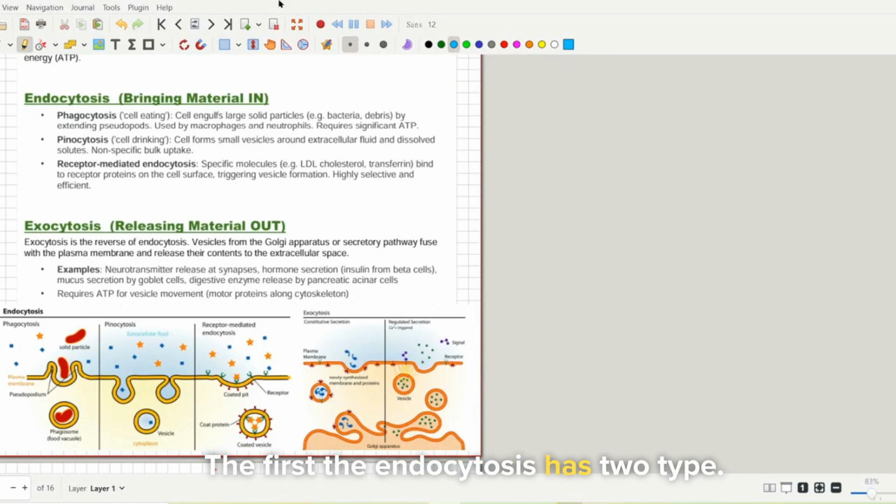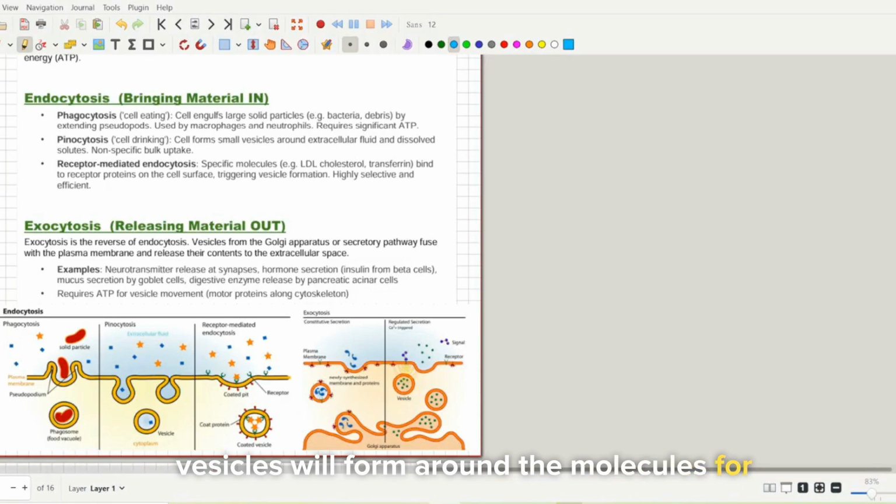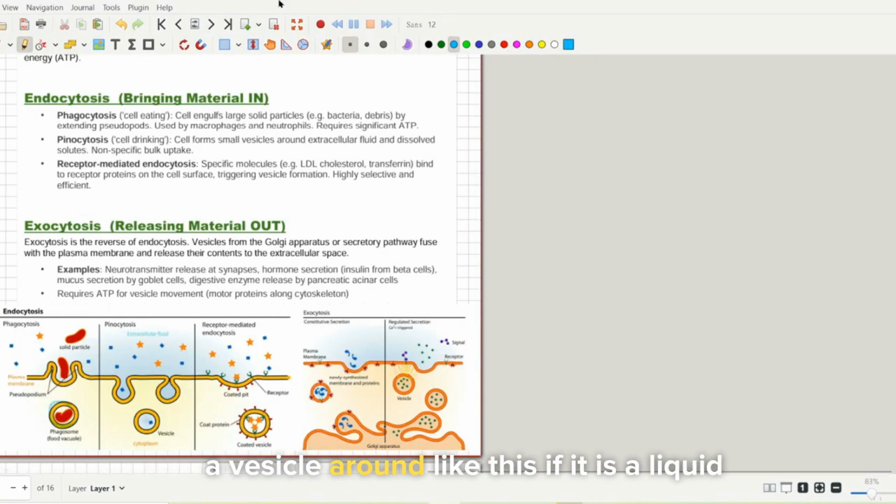Endocytosis has two types. The one is phagocytosis, the other is pinocytosis, and then you have receptor mediated endocytosis. Phagocytosis means the intake of solid molecules, and pinocytosis means the intake of liquid molecules. And receptor mediated endocytosis is for specific molecules that will bind to the cell membrane on the cell surface, and then they will trigger the formation of vesicles. The vesicles will form around the molecules. For example, if it is a solid molecule, it will come in contact with the cell membrane and form a vesicle around it like this. If it is a liquid molecule, it will also form a vesicle like this.